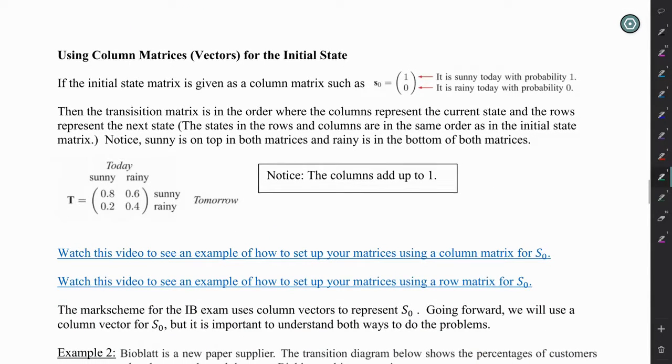So for us to use column matrices or vectors for the initial state, if the initial state matrix is given as a column matrix, such as S sub 0 equals 1, 0, the probability it's sunny today is 1. The probability it's rainy today is 0.